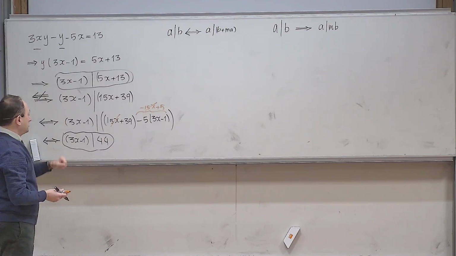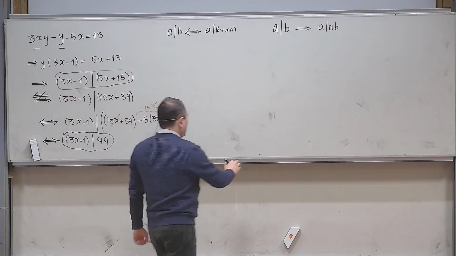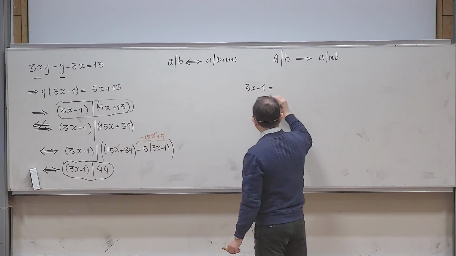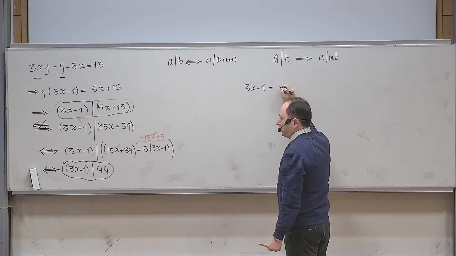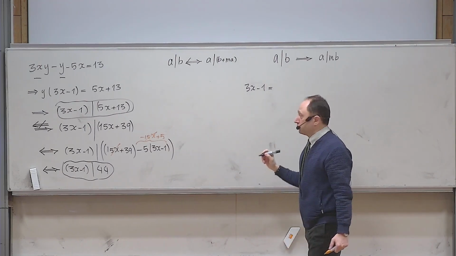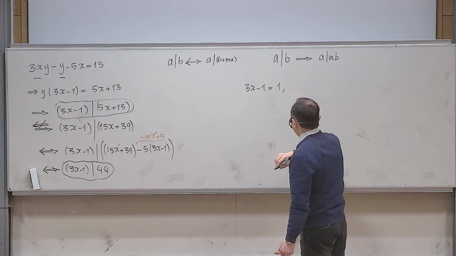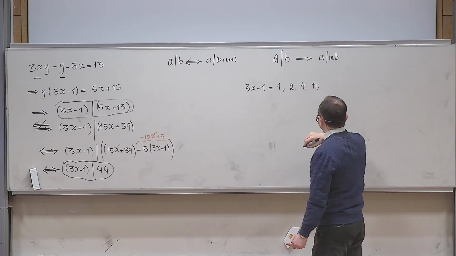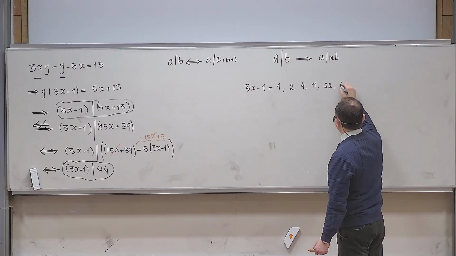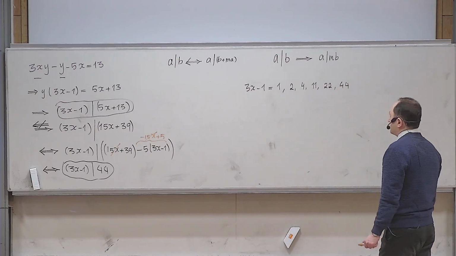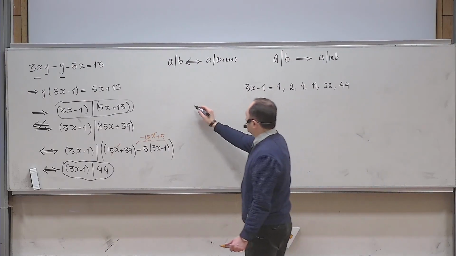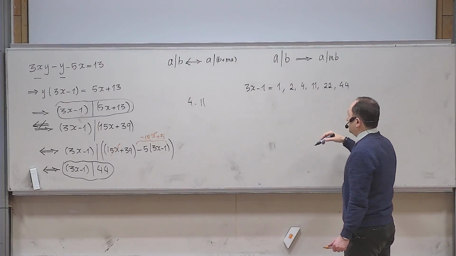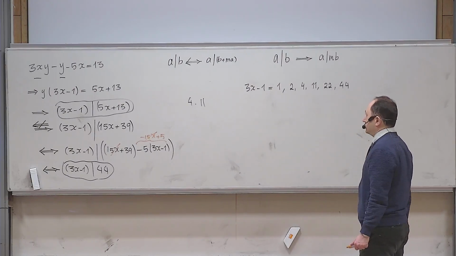So remember, I am looking for natural numbers, so I have to ask myself, what are the possibilities for 3x minus 1? So 3x minus 1, in principle, is plus or minus 1, but minus 1 is not acceptable because the problem is asking for natural numbers. So the factors of 44 are 1, 2, 4, and the next one 11, and then 22, and then 44. So let us double check. So 44 is 4 times 11. So yes, 1, 2, and 4, and 11, and 2 times 11, and 44. So these are the only possibilities.